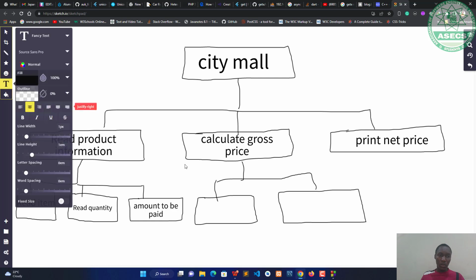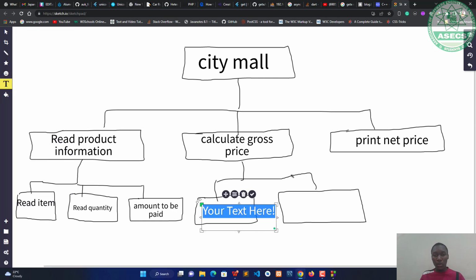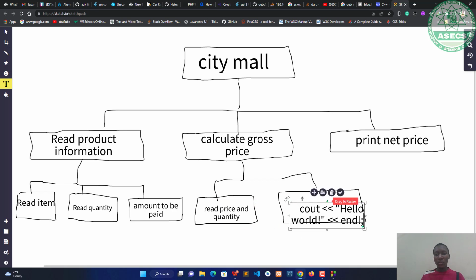All right, now let me come back to the text. So now read price and what? Read price and I don't think we even need this. All right, let's just read it. Let's read price and quantity. I'll copy this and I'll paste it over here. But in this case, why am I saying this?